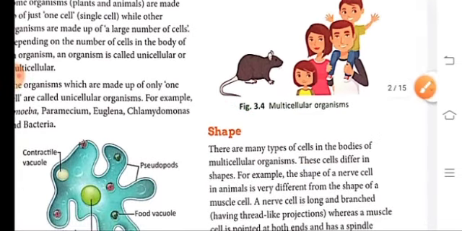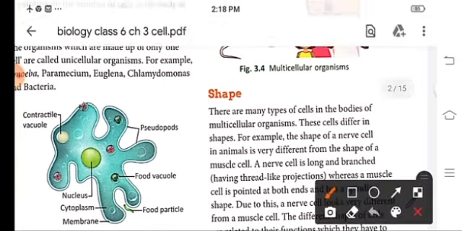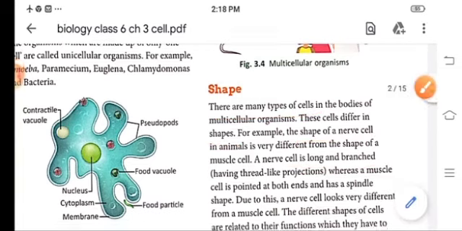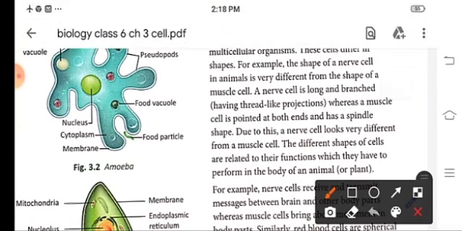Now come to the shape. There are many types of cells in the bodies of a multicellular organism, and they are different in shapes. According to the functions, they differ in shape. Like the shape of the nerve cell is long and branched, whereas the muscle cell is pointed at both ends and has a spindle shape.